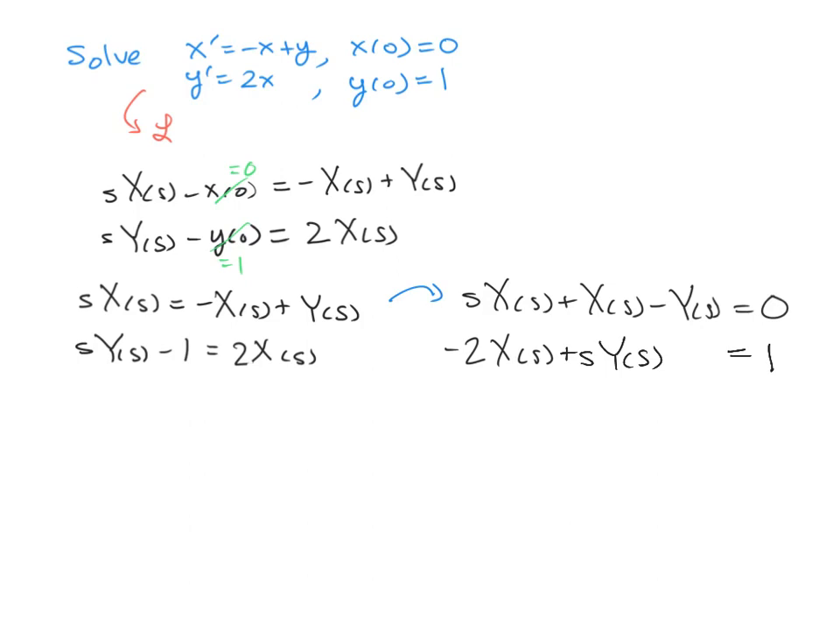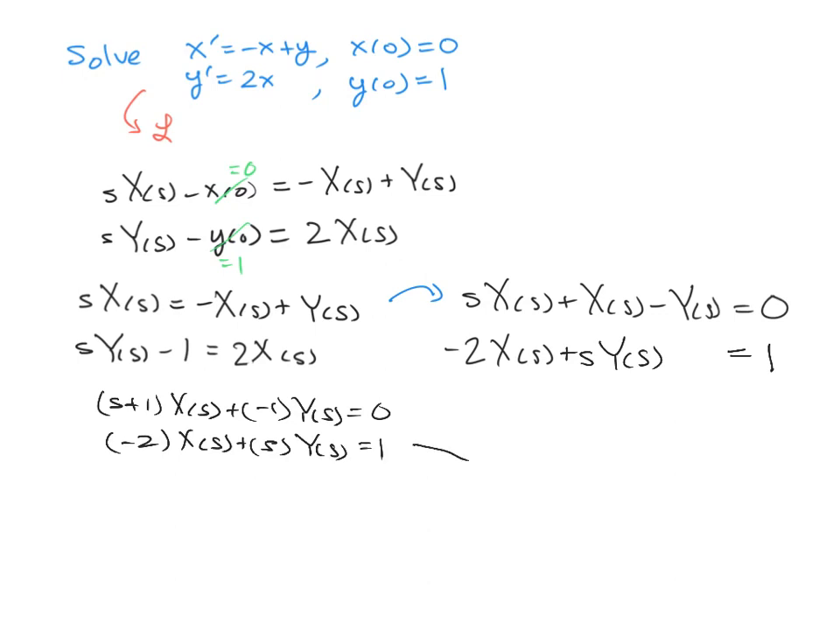The next thing we'll do is write this in a factored form. So this is s plus 1 times X of s, plus negative 1 times Y of s, is equal to 0. Negative 2 X of s plus s big Y of s is equal to 1.